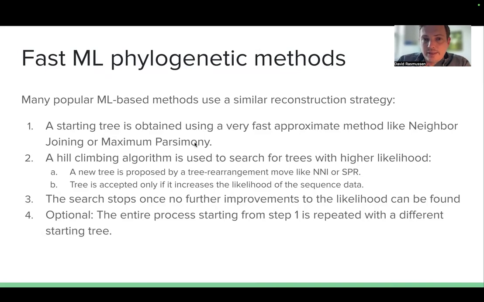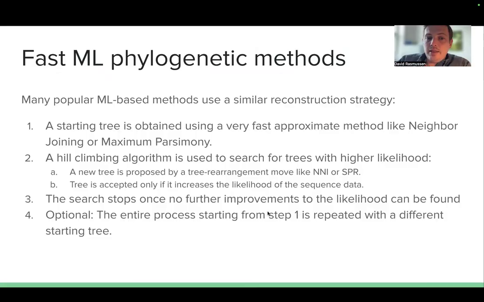But then from that initial starting tree, what we often do is a greedy search where we always try and see if we can find better and better trees that increase the likelihood of the sequence data given that tree. And so we propose new trees through tree rearrangement moves, like nearest neighbor interchanges and subtree prune and regraft moves. And those new trees are accepted if that tree improves the likelihood of the sequence data. And at some point, we stop once we can no longer find any trees that continue to increase the likelihood of our sequence data.